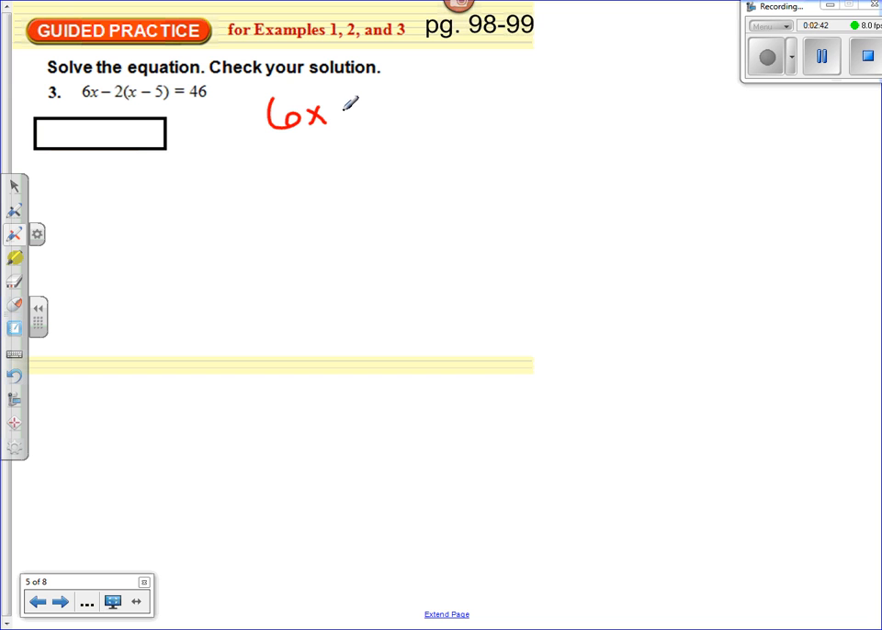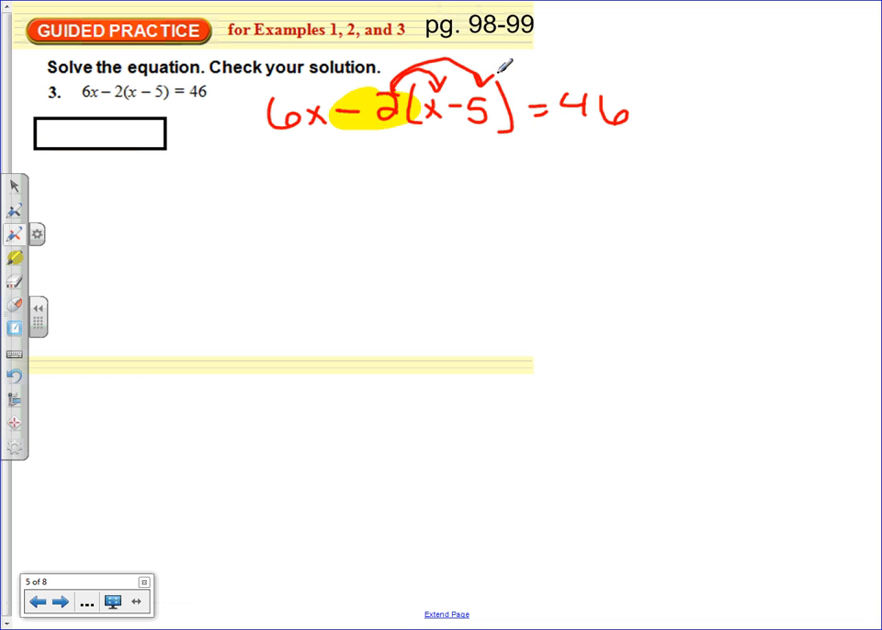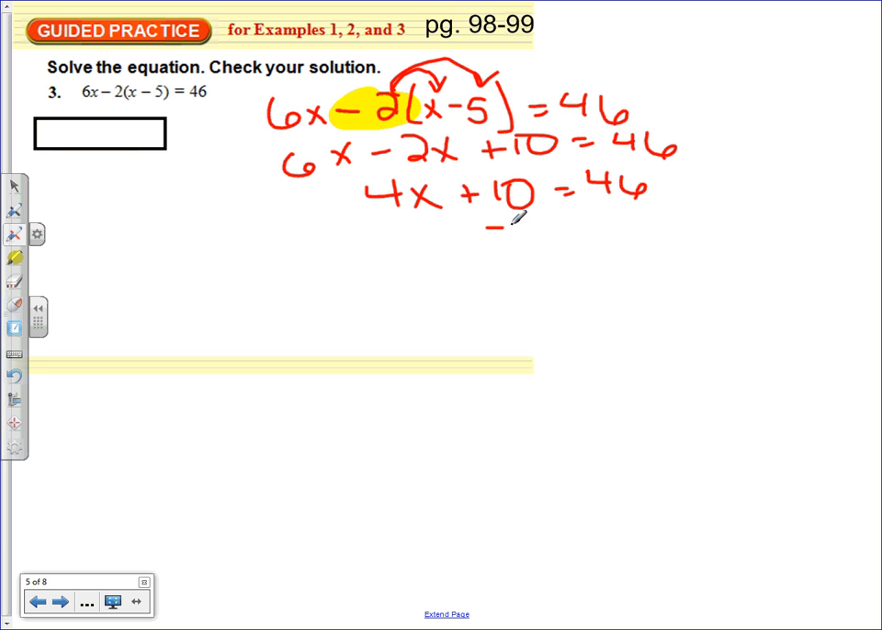This is one that I feel a lot of you are going to have an issue with. 6x minus 2 times the quantity x minus 5 equals 46. In this instance, we are distributing a negative 2. Negative 2 here and here. So 6x stays. Negative 2 times x is negative 2x. Negative 2 times negative 5 is plus 10. Combining our like items, 6x minus 2x gives us 4x plus 10 equals 46. Subtract 10 from both sides. 4x equals 36. Divide by 4, divide by 4. The value of x is 9.